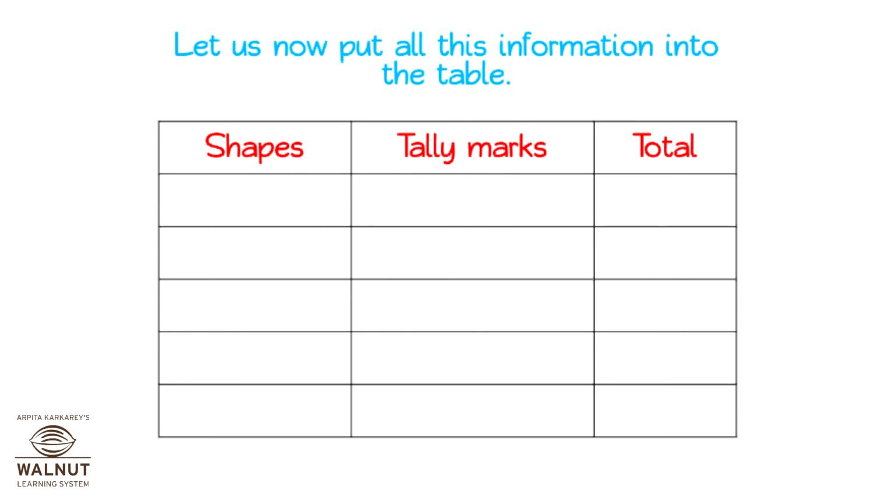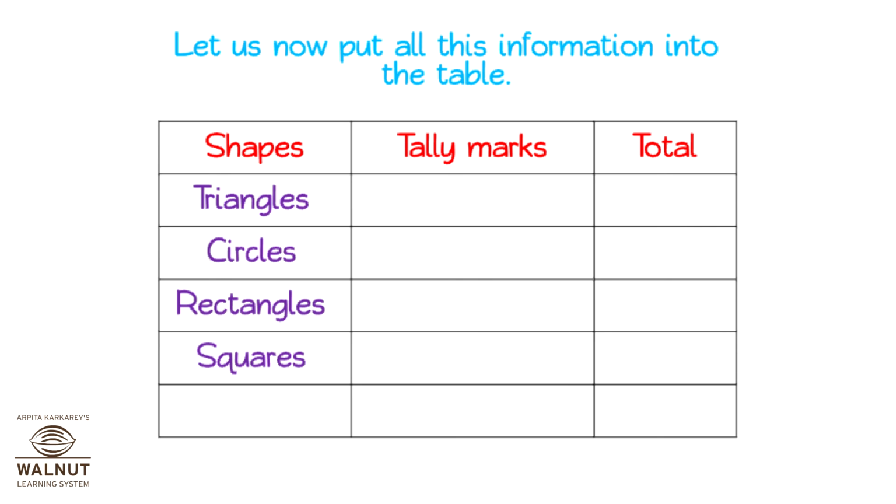Let us now put all this information into the table. Write the names of all the shapes which we have. We have triangles, circles, rectangles and squares. Now, we have to put tally marks in the tally marks column. First, we put tally marks for the triangles. 1, 2, 3, 4. Write the total count.